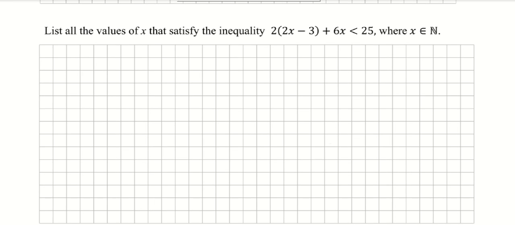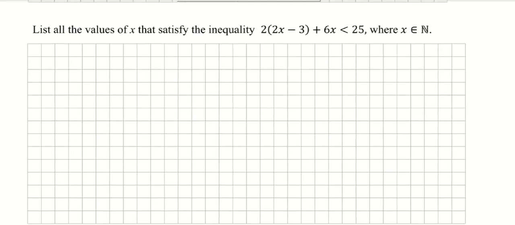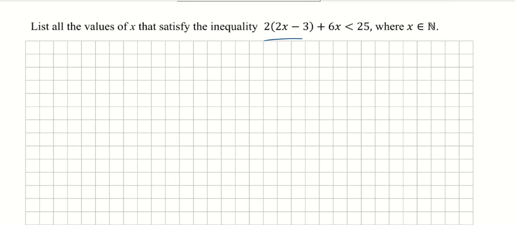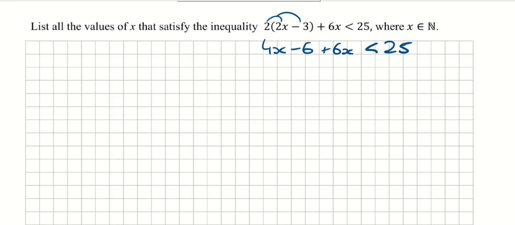Okay, part B then is list all the values of x that satisfy the inequality that's here. Okay, so some people panic whenever they see all of this stuff going on, but it's just solve a linear equation, except it's an inequality, not an equation. So first thing, multiply the bracket. So 4x minus 6 plus 6x is less than 25. Okay, do that, 4x and 6x, you're going to get a 10x minus 6 is less than 25.